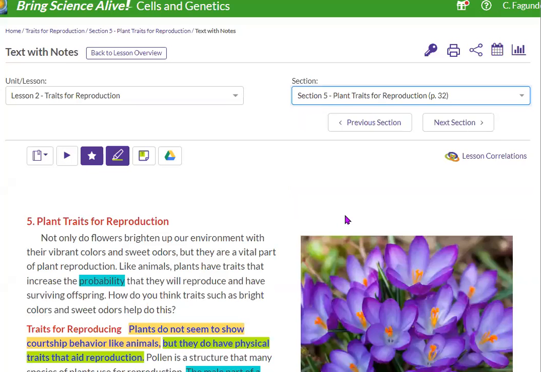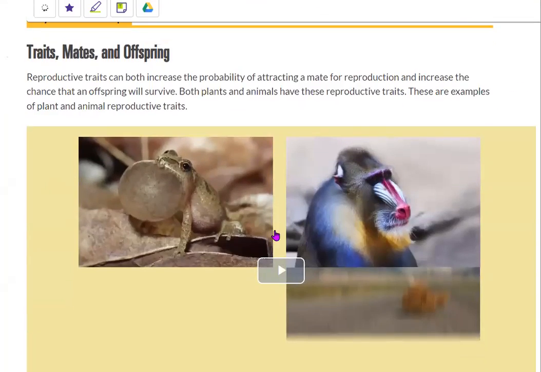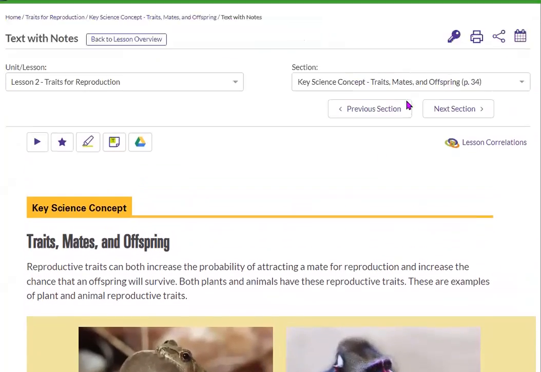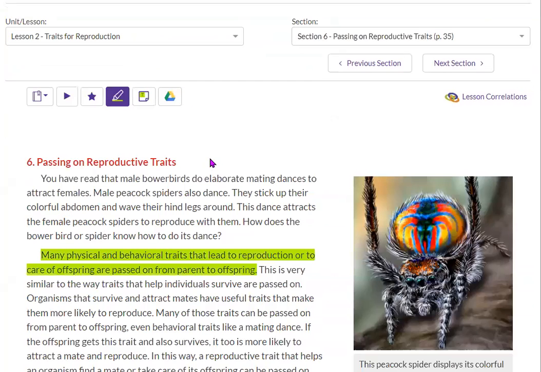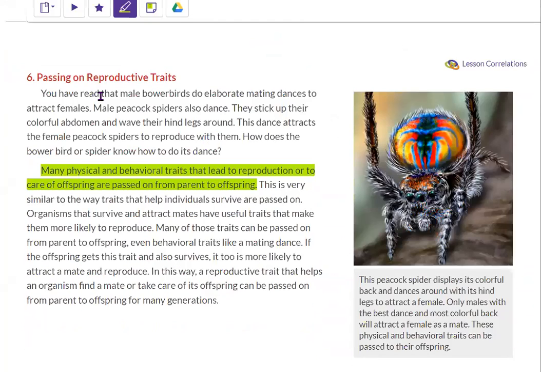And so remember to play this video, the key science concept, when you get here. And finally, section 6, passing on reproductive traits. I'm gonna click on the main ideas.